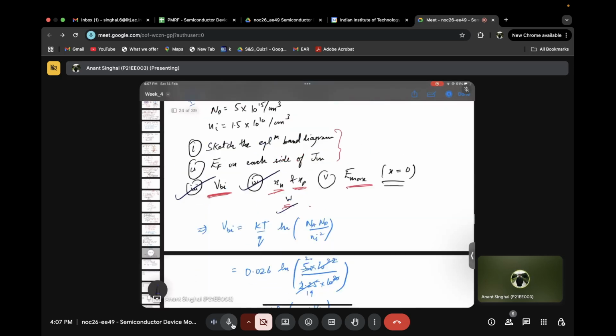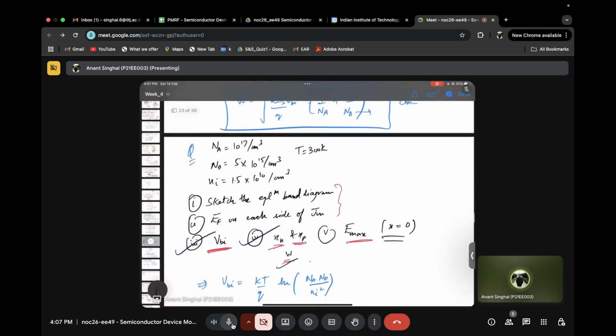And this is the question. This could be the homework. You can also sketch the band diagram and find the value of EF on both the sides. And this you can send me over email.